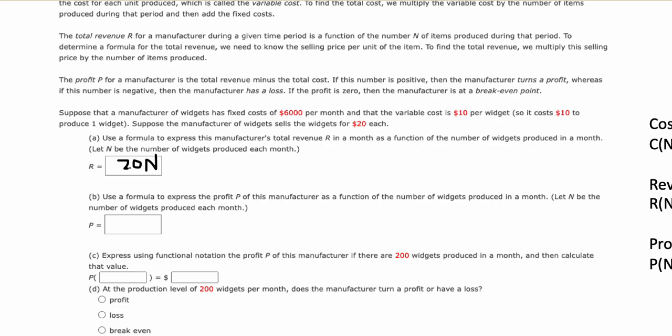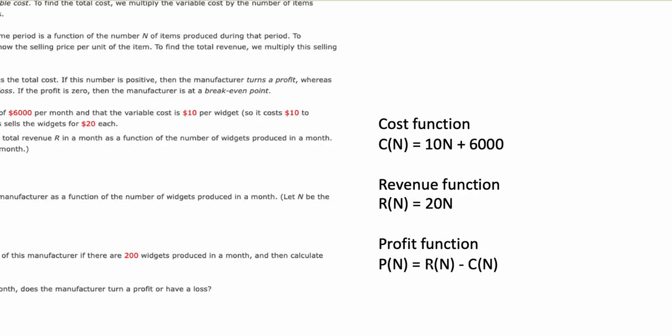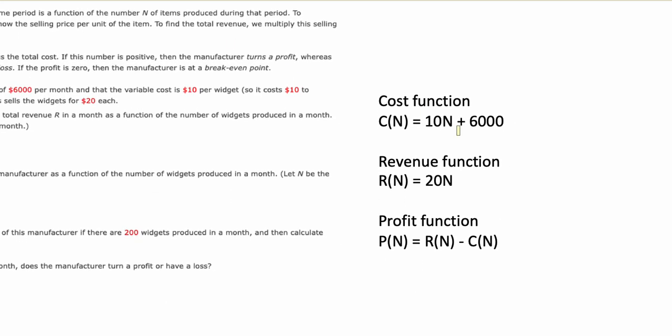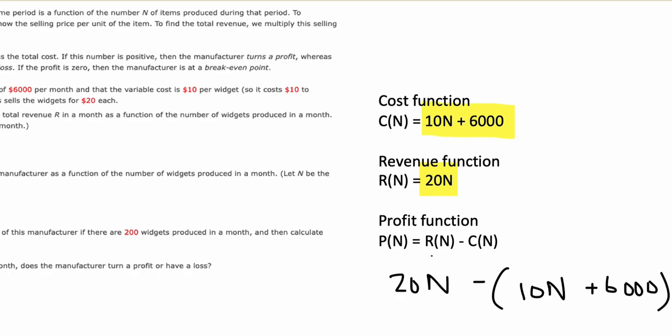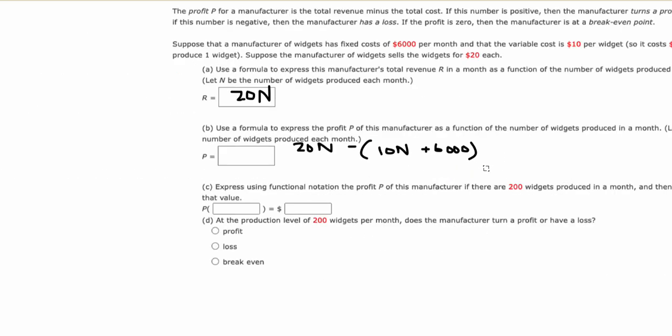But when it comes to my answer for B, for the profit, we want to subtract this formula minus this formula. So it's going to be 20n, that's the revenue, minus, and then you have to put parentheses around your cost function, because the whole function has to be subtracted. So that will be my answer for B. Now let's see what they ask next.